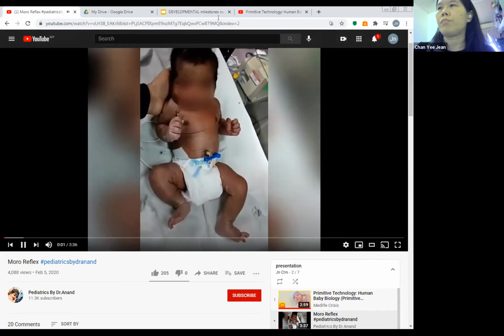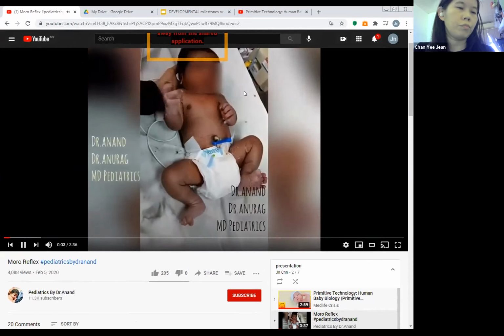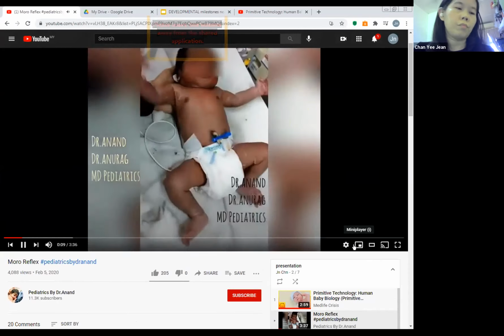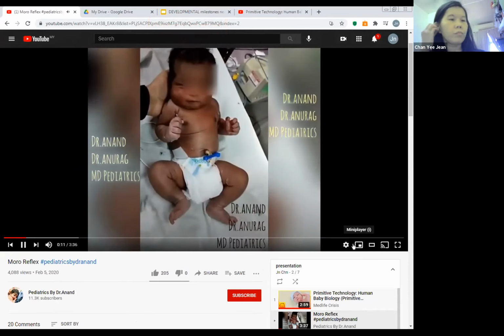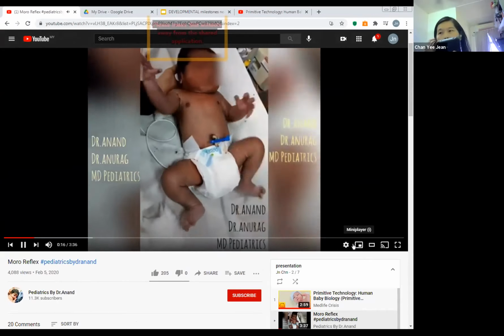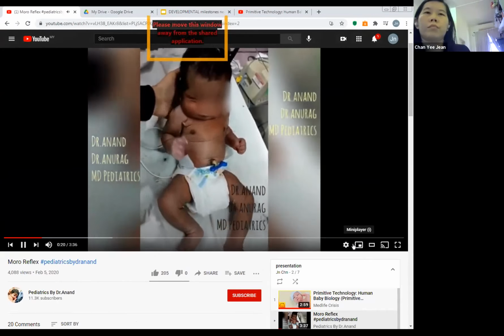Hello everyone, welcome to Pediatrics by Dr. Anand, and today's topic of choice is neonatology. And you can see some wonderful reflex over here. Any idea what this reflex is showing the baby? When I'm suspending the head of the baby, something is happening. Baby is opening hands and kind of crying. What is this reflex? It is nothing but Moro reflex.